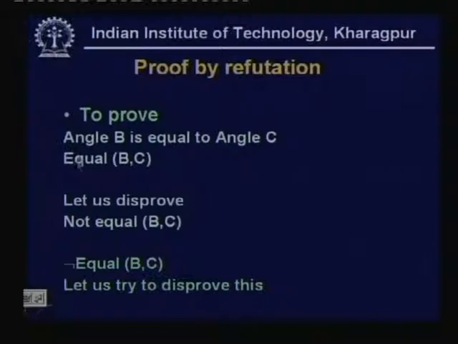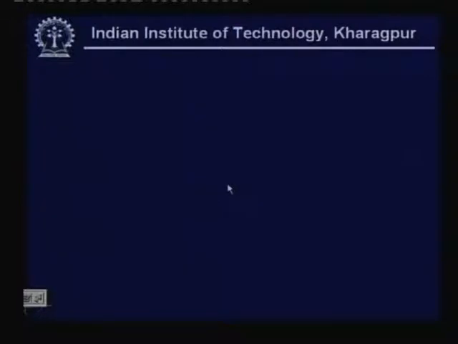So, we were supposed to prove equal BC, and what I will be doing here is I will take the negation of this, so not equal BC, and I will try to disprove it. That means I will try to prove that not equal BC is not a logical entailment of the set of propositions that have been given to me. Okay? That is the method of resolution. So, let us try in this way.